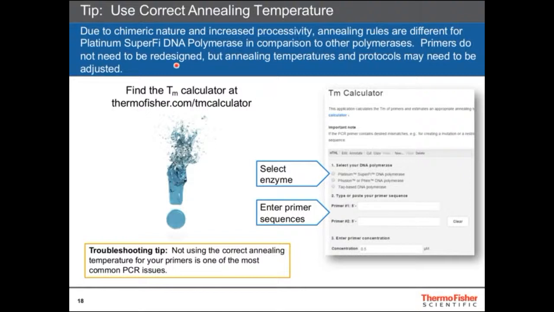You don't actually need to redesign the primers. You can just take your existing primer sequences and put them into this algorithm. And typically what you'll see is about a 2 to 3 degree increase in the annealing temperature that you would normally use when you use a Taq-based polymerase.